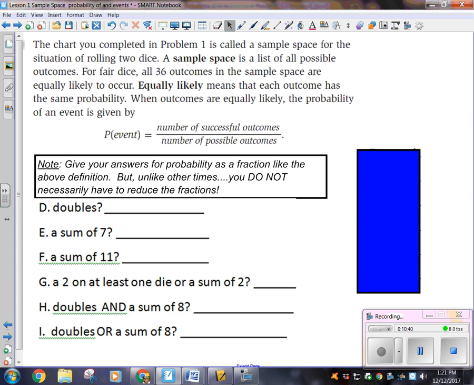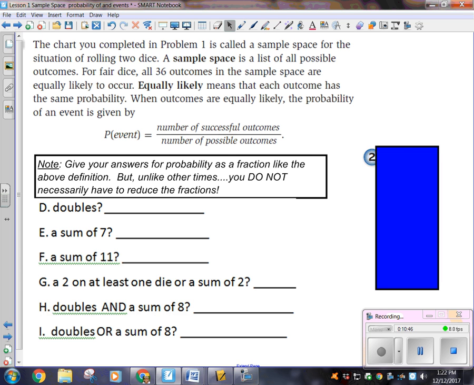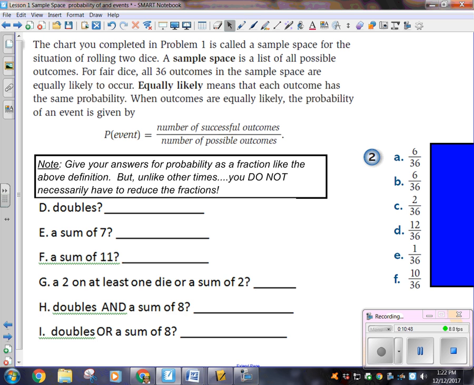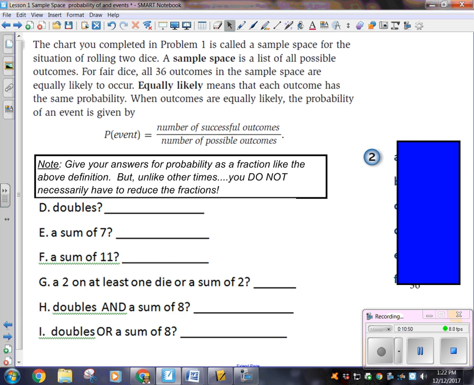Oh, we already did these, didn't we? We did these on the other page, didn't we? Okay, here were our answers. But you already got them. Sorry, it's a repeat. My bad.